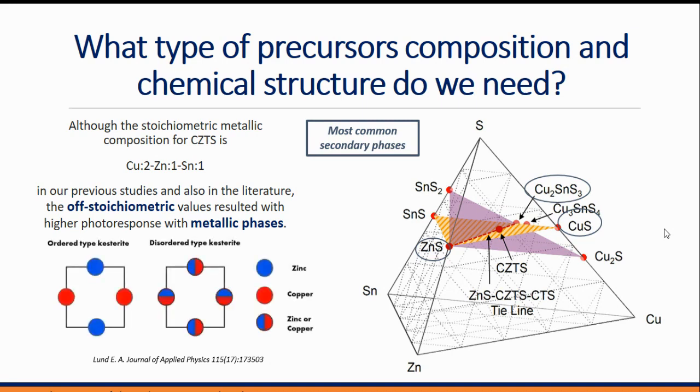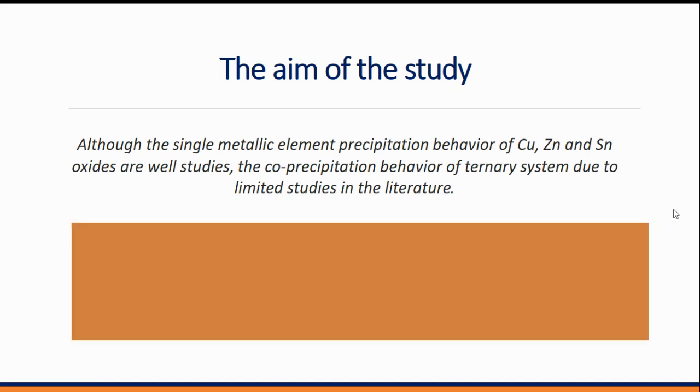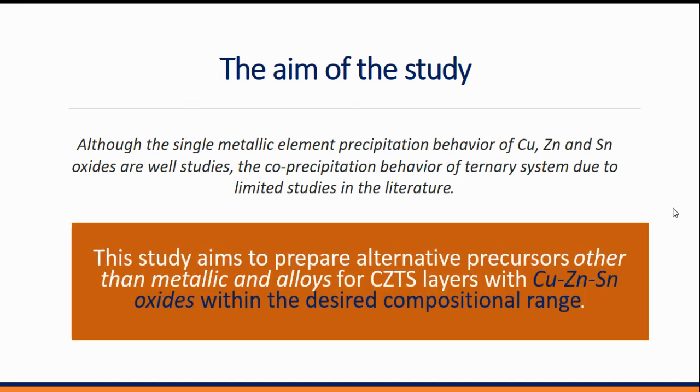And the second thing is the crystallographic homogeneity. This is also important and related to the compositional values. Therefore, we would like to try something different, and we are interested in co-precipitation of copper, zinc, and tin, all 3 of them together, within the desired compositional range as an oxide precipitate.